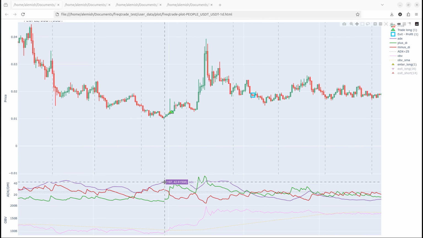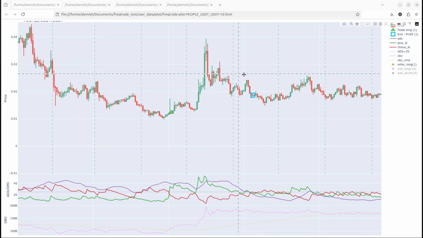Firstly, we see that our ADX indicator is above threshold. It's actually quite high here. Then we also see that DMI crossed each other, so red line crossed green line from above. And our last entry condition is about OBV. We can also see here that it crossed its 100 moving average. So all the entry conditions are met and we enter long.